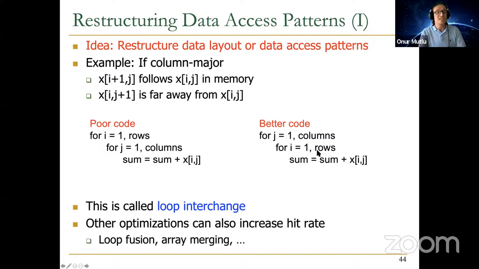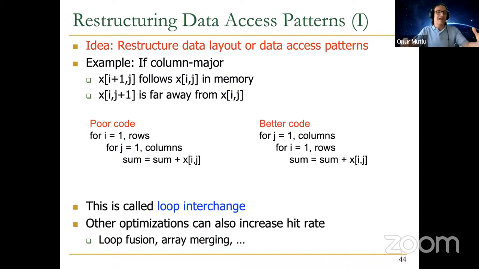Okay. Other optimizations can also increase hit rate. For example, you can fuse different loops accessing the same data structure. You can fuse different arrays that are being accessed in a similar pattern. I'm not going to talk about these in detail, but these are optimizations that are done by compilers and good programmers usually, so that you can maximize the spatial locality as well as the temporal locality of the code.